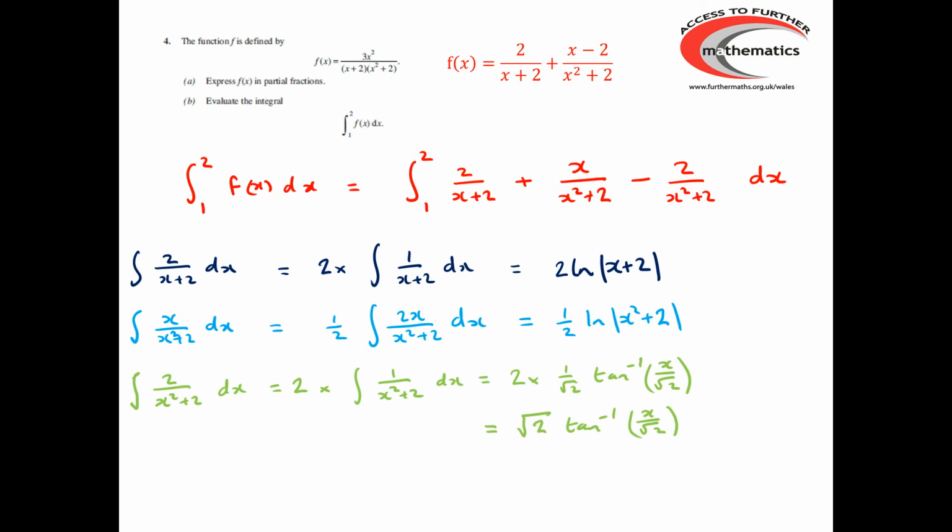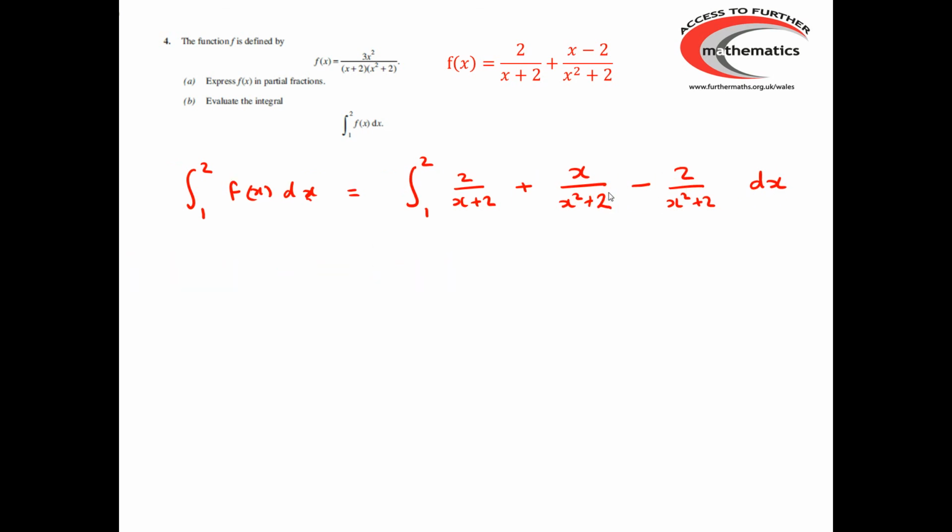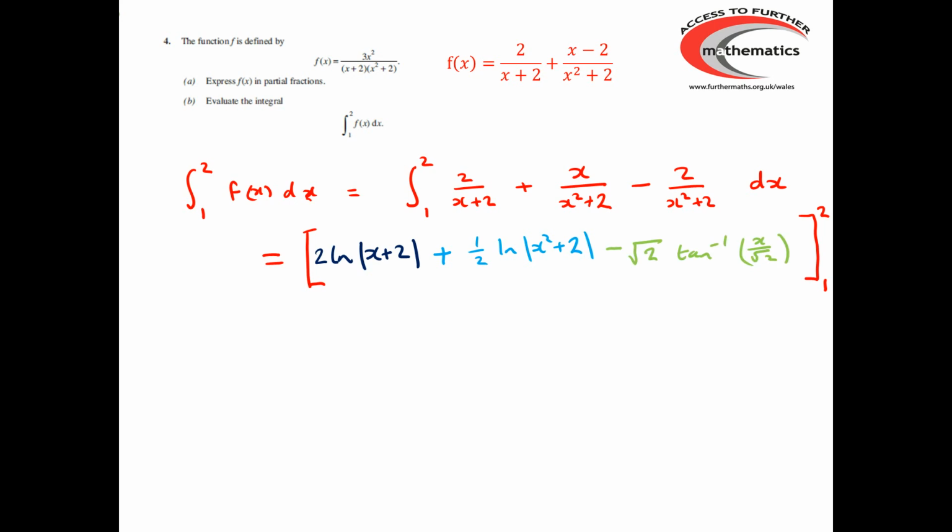So we've managed to handle each of the terms inside the big integral at the beginning separately, so we just need to put the results together. So 2 over x plus 2 integrated to give us 2 times the logarithm of x plus 2. X over x squared plus 2 integrated to give us 1/2 the logarithm of x squared plus 2. And then the 2 over x squared plus 2 integrated to give us root 2 tan to the minus 1 of x over root 2.